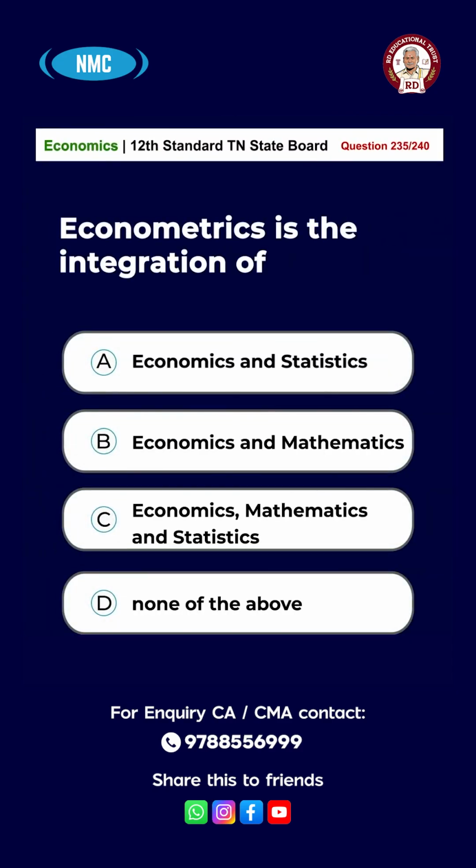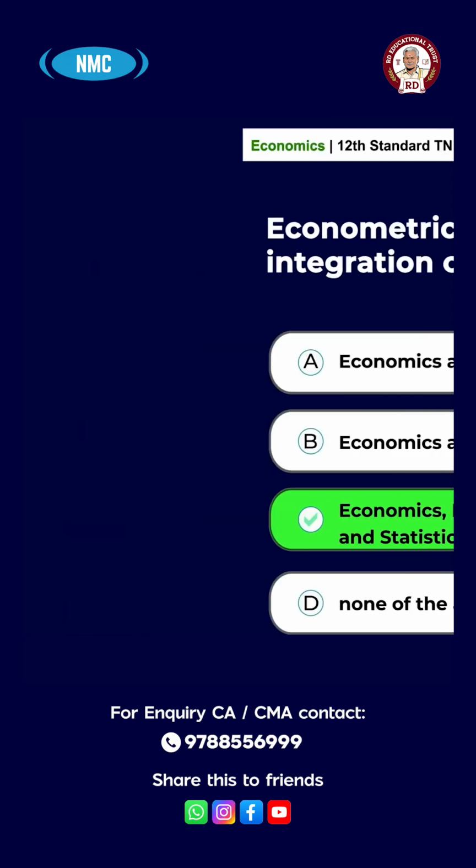Question number 235. Econometrics is the integration of A. economics and statistics, B. economics and mathematics, C. economics, mathematics and statistics, D. none of the above. The answer is option C, economics, mathematics and statistics.